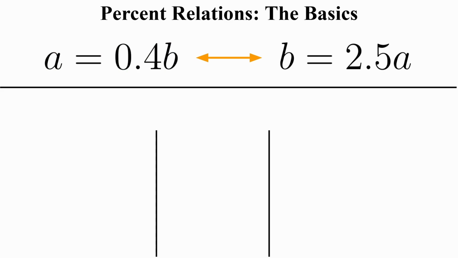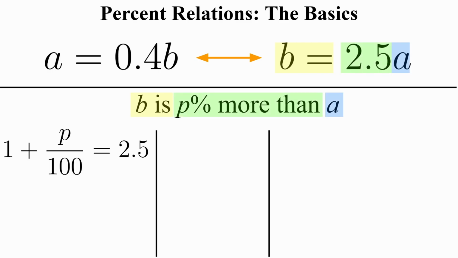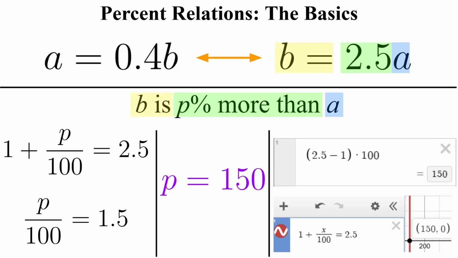And lastly, B is P% more than A. Well, we want B, so that's B equals. So the multiplier this time, instead of 0.4, is 2.5. P% more, that's an increase. 1 plus P over 100 equals 2.5. We subtract 1 from both sides, and then multiply by 100. And we get 150. You can use that formula that I taught you, take away 1, multiply by 100. Or you can graph it as well if you don't want to do the algebra.